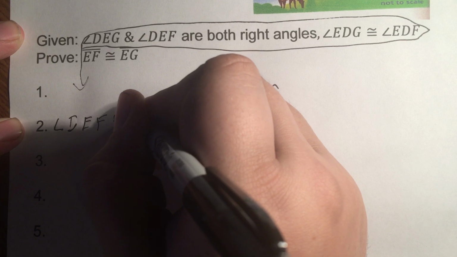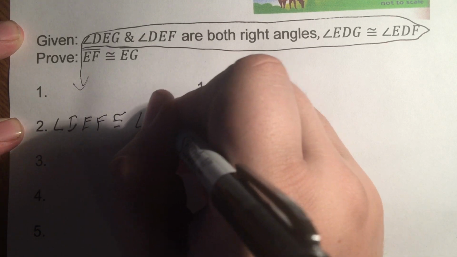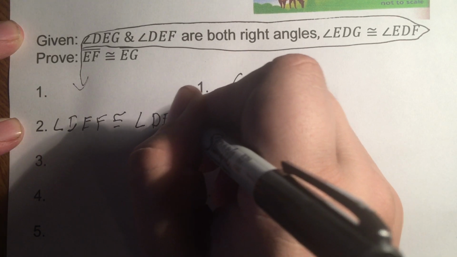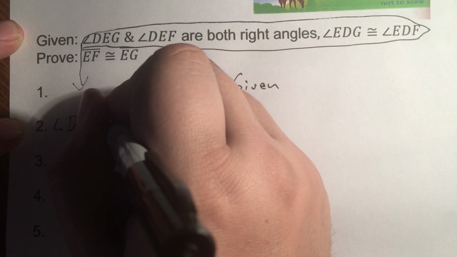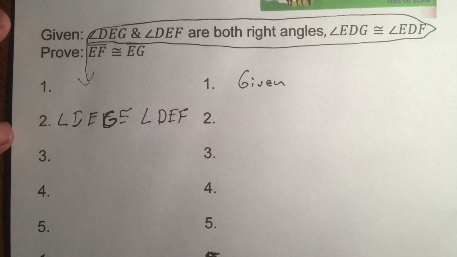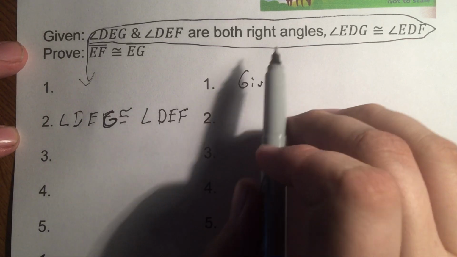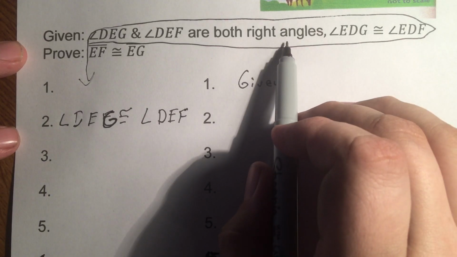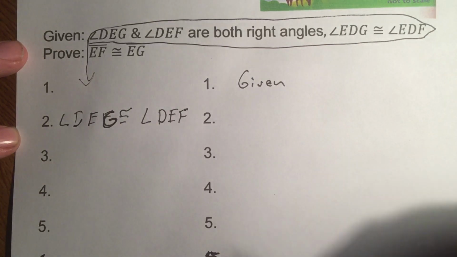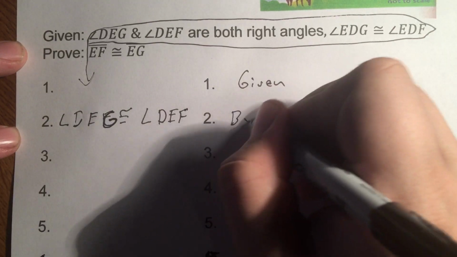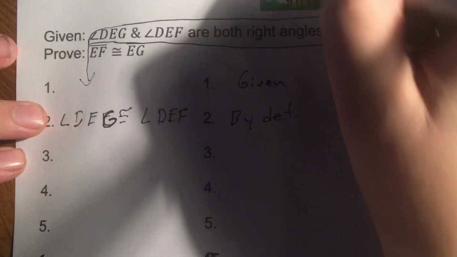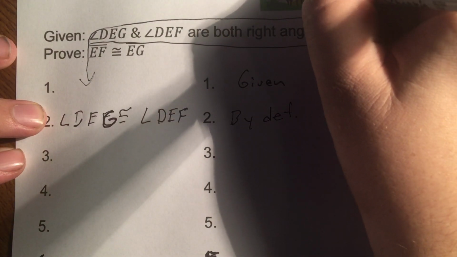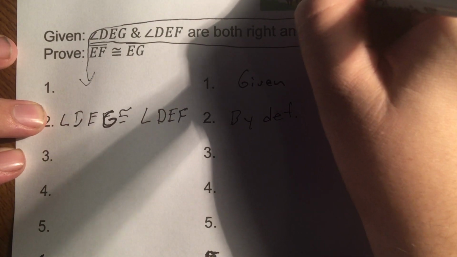is going to be congruent to angle DEF. This should be DEG. So DEG is congruent to DEF. Well, if we know they're right angles, by definition, we know they're both 90. So if they're the same measure, they have to be congruent. So this is going to be by definition. So we can make that mark. So this one here, congruent to that one there.